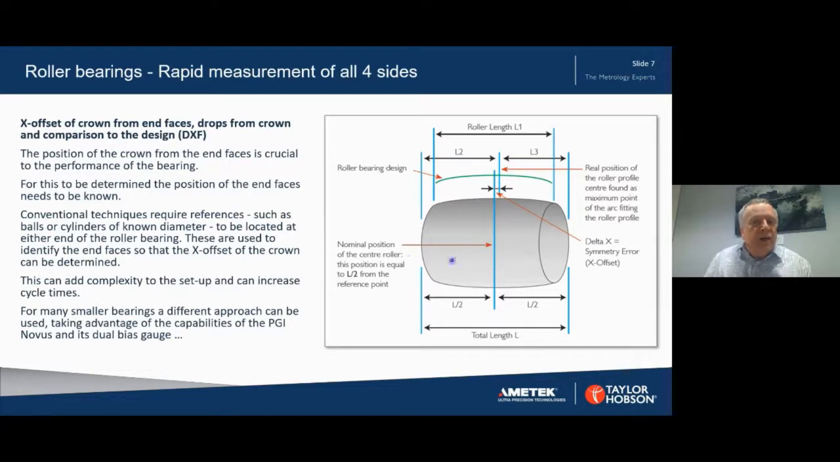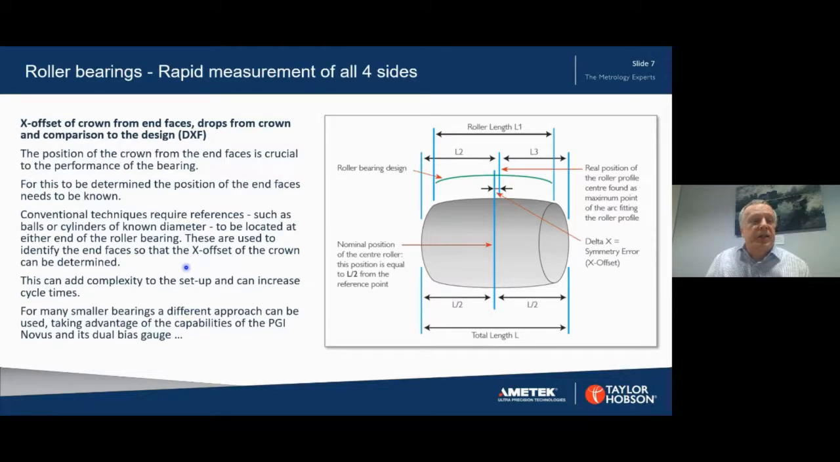But to be able to determine this, we need to know where these end faces are relative to this profile. So conventional techniques require references, and what we have to do is put a ball or a cylinder of a known diameter at each end and measure that as well as the bearing. So these fixtures are used to identify the end faces so that we can find the X offset of the crown. But this can add complexity to the setup, and it can increase cycle times.